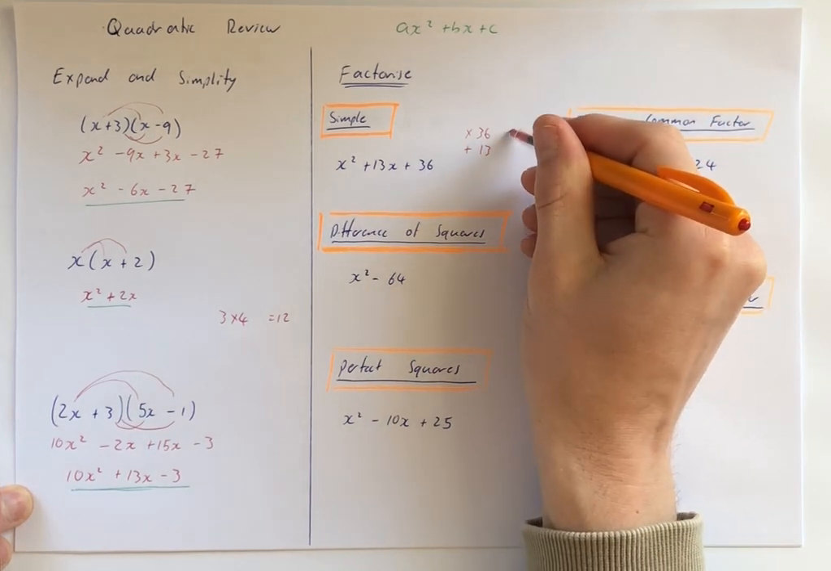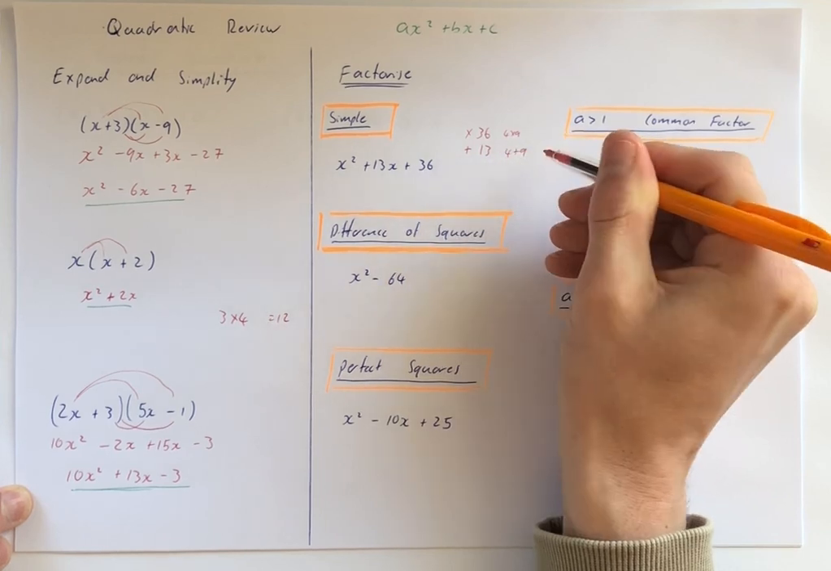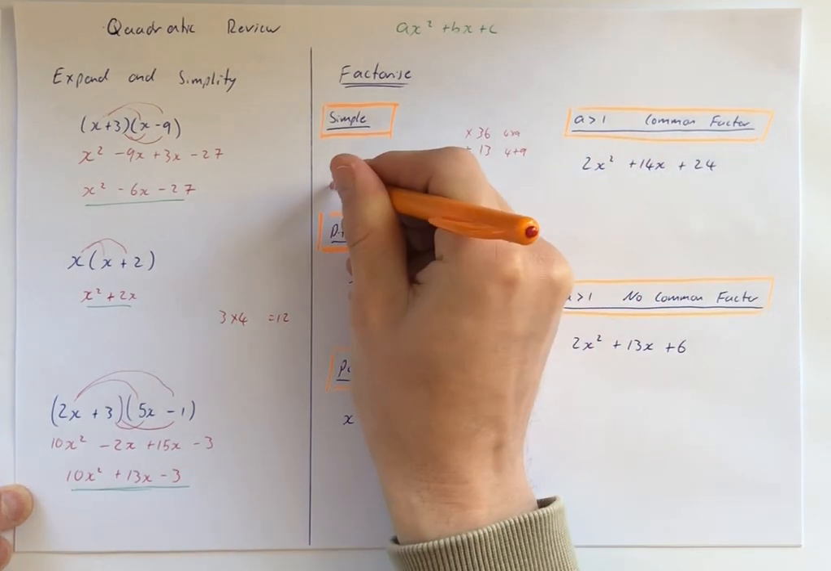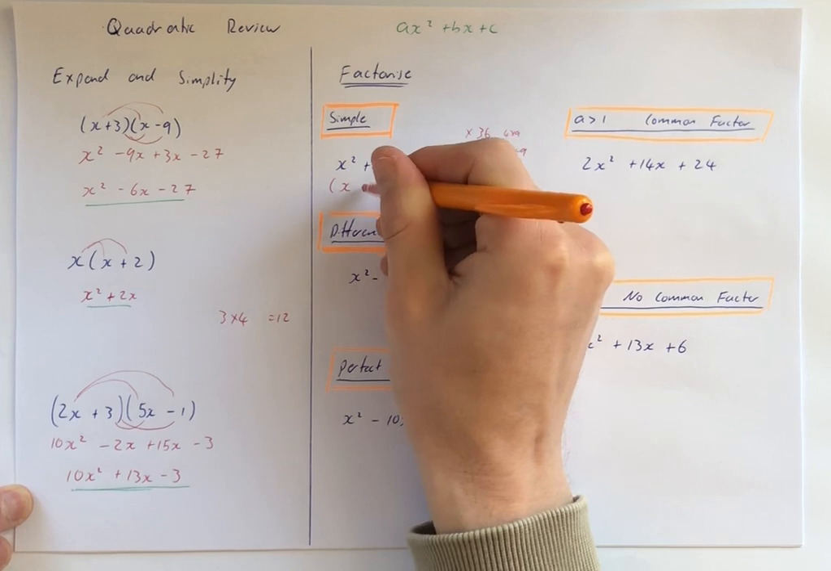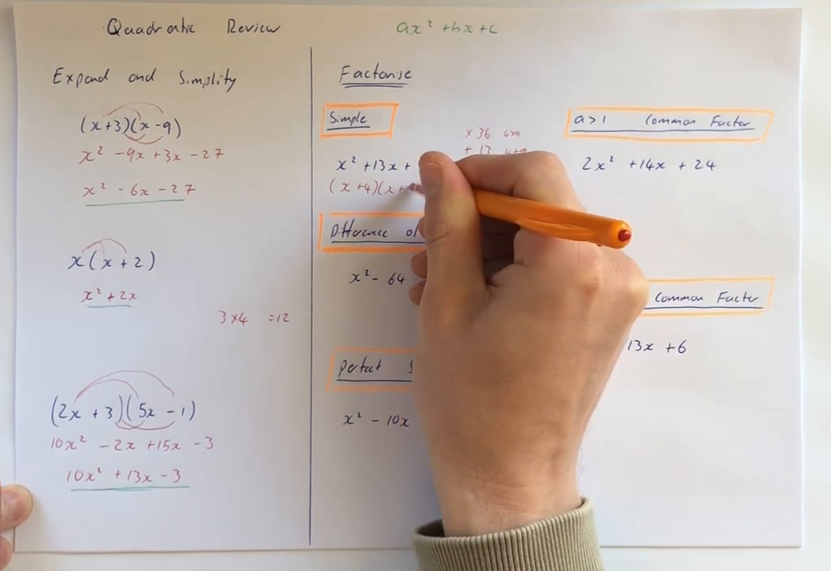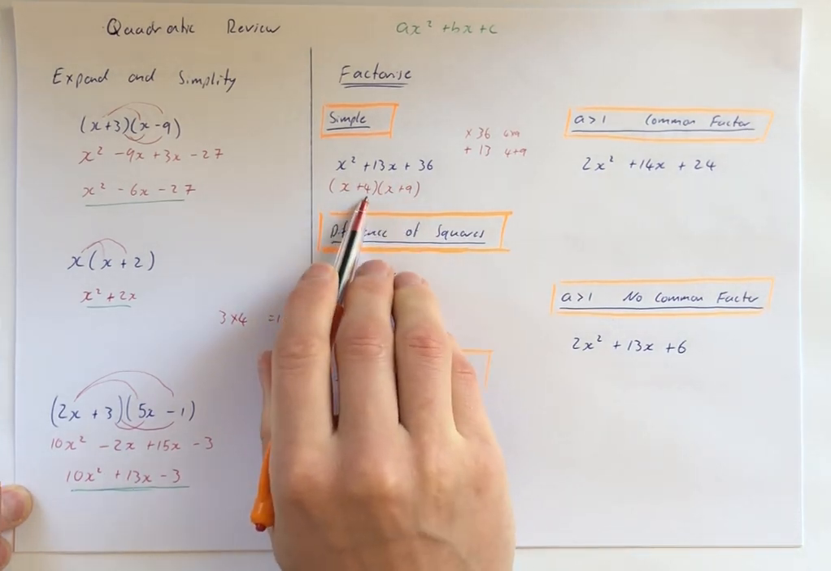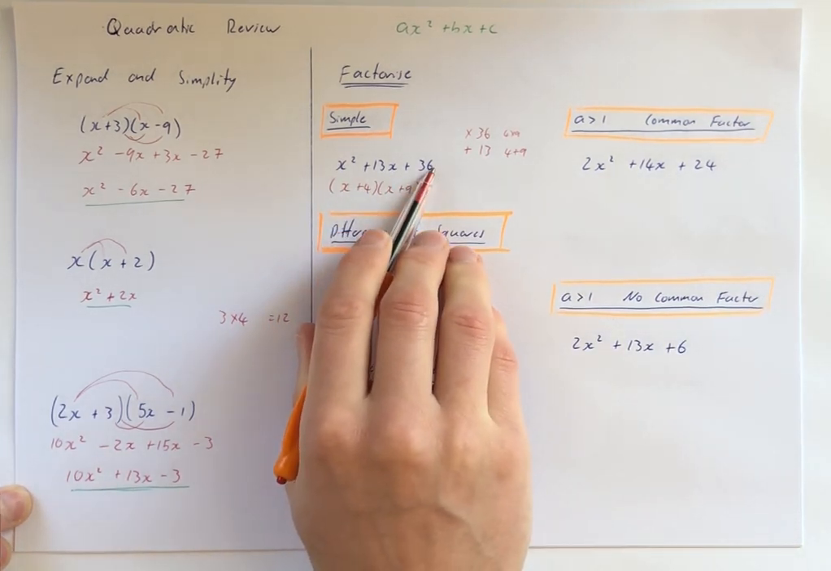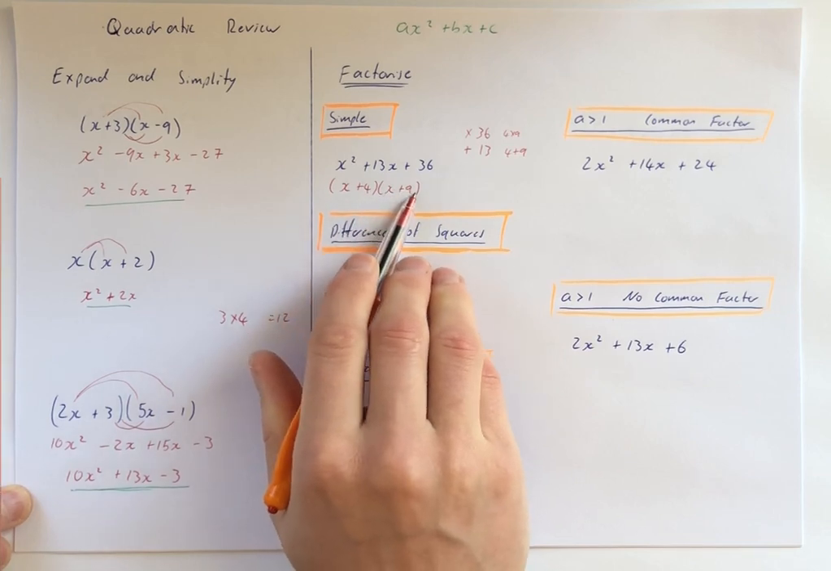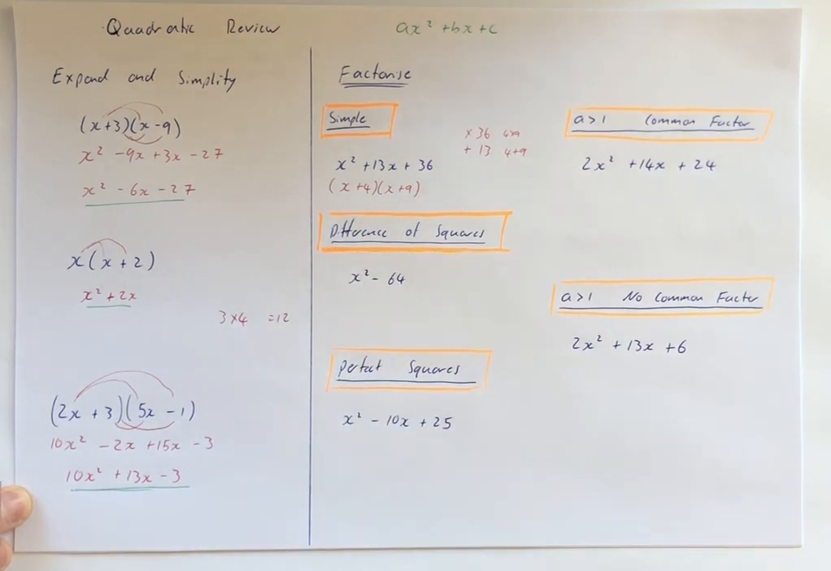4 times 9 is 36. 4 plus 9 is 13. So this is going to be written as x plus 4 and x plus 9. Because you can see that when we expand this out, we get 4 times 9 to give the 36. 4x plus 9x gives 13x. So that's why these numbers add to 13 and they multiply to 36.